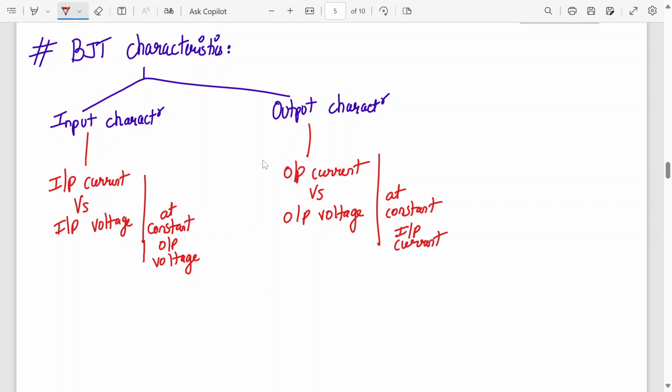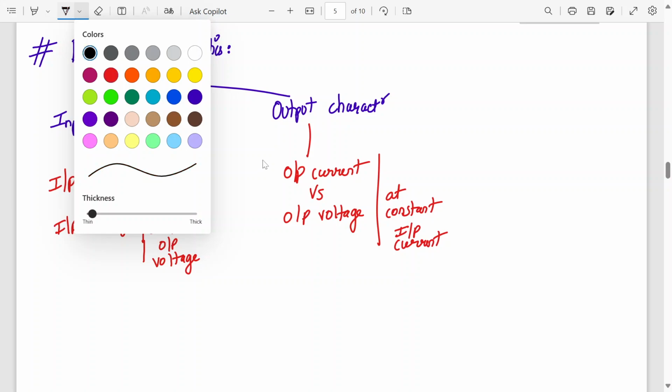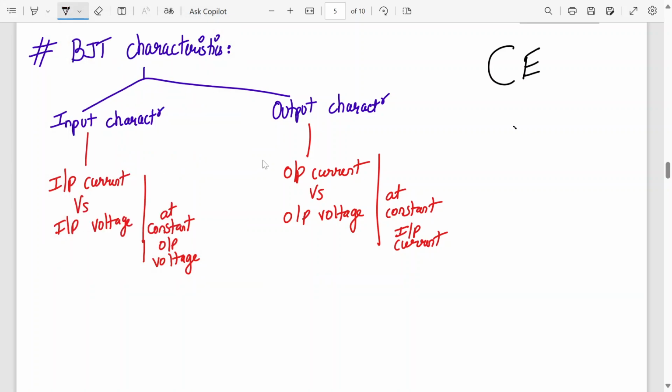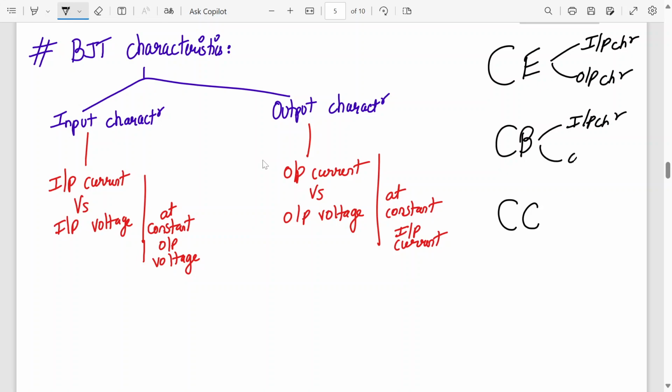All right. And how many configurations do we have? The configurations of the transistor, that is BJT, are based upon the connection of the transistor terminals. So there are three configurations. Which are the three? Common emitter, common base, common collector. Each of them will have input characteristics and output characteristics.